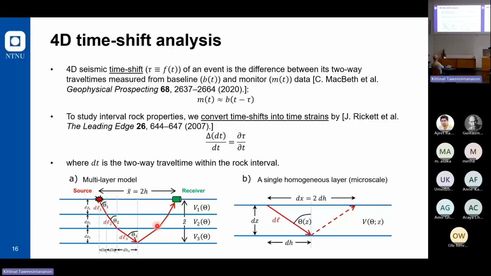The idea is to compute the time strain for every homogeneous layer. If we have a multi-layer model like this, we try to determine the travel time strain within each thin homogeneous layer.